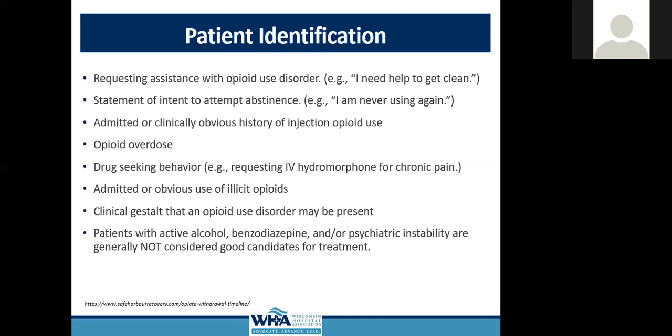A patient who's admitted or has obvious use of illicit opioids, so if they have track marks or heroin use, or if your clinical gut tells you that opioid use disorder might be present. And it is important to note this last slide: a lot of patients have comorbid substance abuse. If you're abusing opioids plus alcohol, or opioids plus benzodiazepines, these patients are actually not great candidates for buprenorphine therapy, as it could throw them into withdrawal from their other substance. So it really does have to be that cohort that is explicitly abusing opioids.